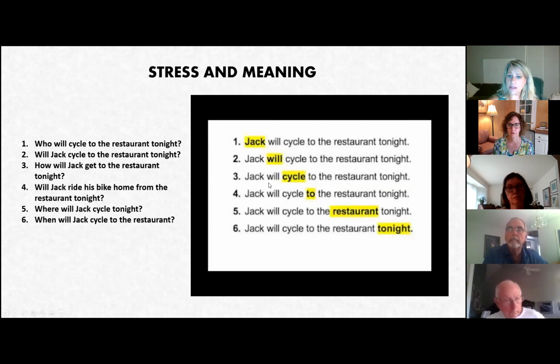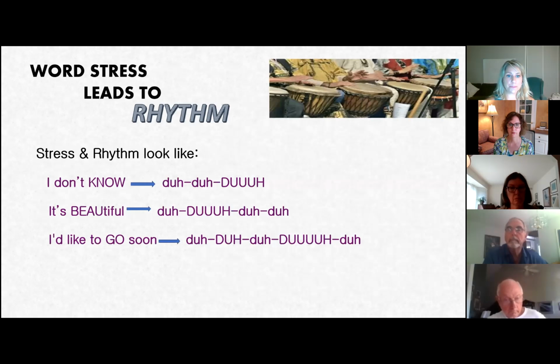That's the meaning you're trying to convey. How will Jack get to the restaurant tonight? Jack will cycle to the restaurant tonight. Okay? So the questions and the statements then correspond. So based on what is being stressed, that's what the student is trying to convey or conveying, whether or not they're trying to.